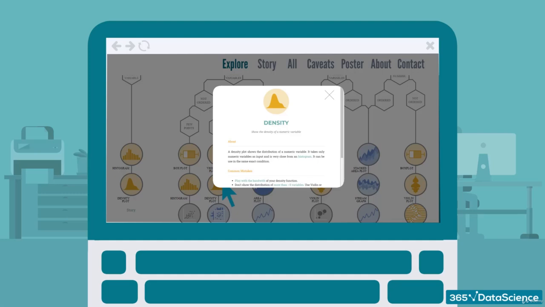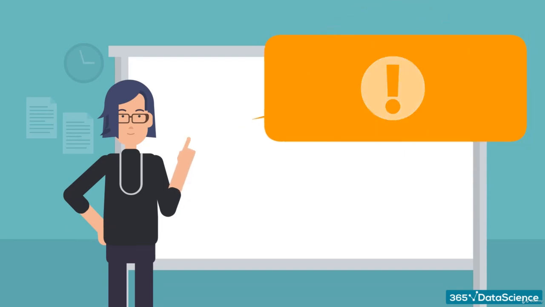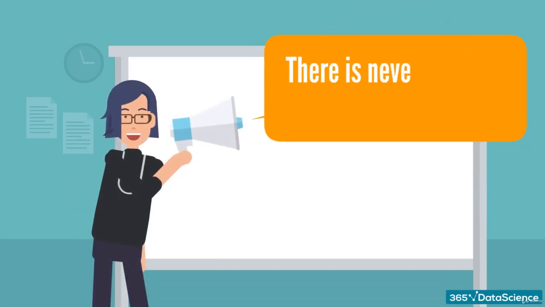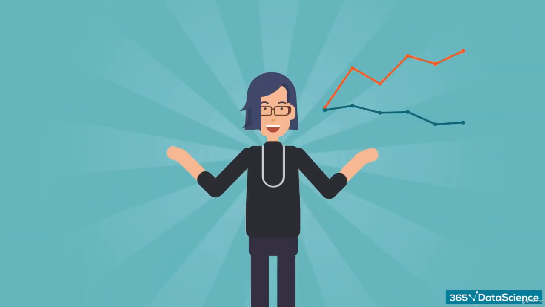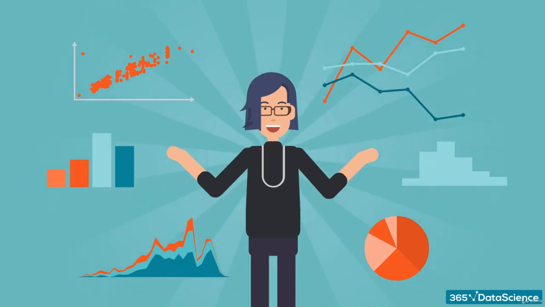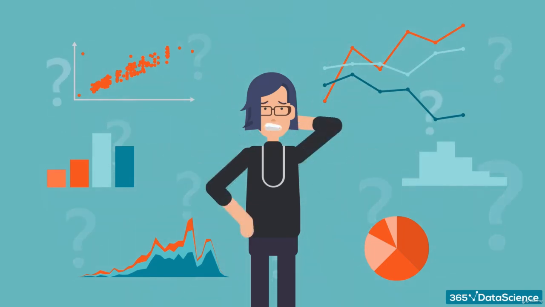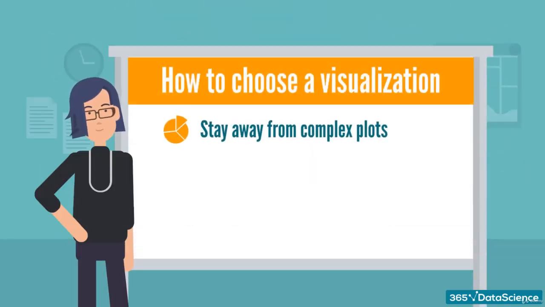So instead, I'd like to turn your attention to one extremely important observation. There is never a single possible chart choice. In reality, there are different ways in which you can visualize the same relationship. Moreover, the same chart could be used for different types of relationships. So how do we choose? Well, in general, you should never choose the most complex of plots. On the contrary, you should keep things simple.